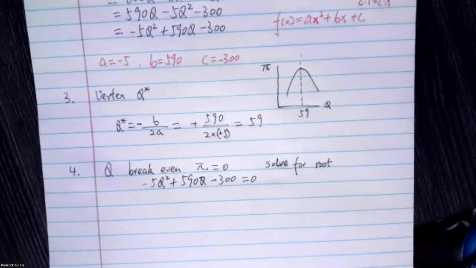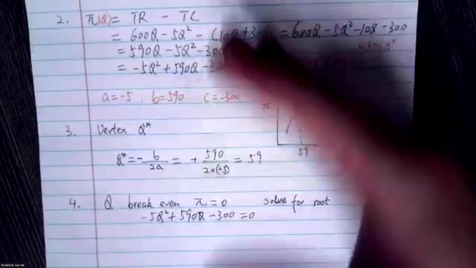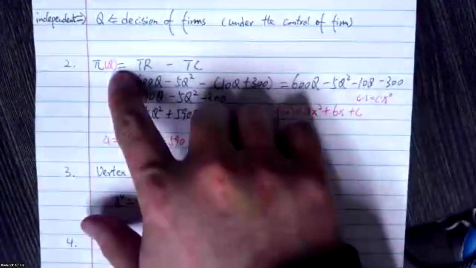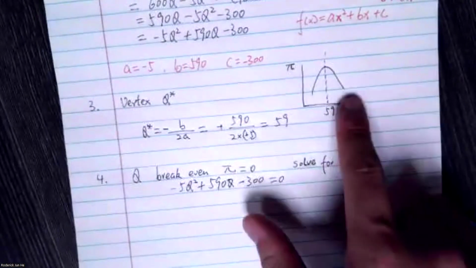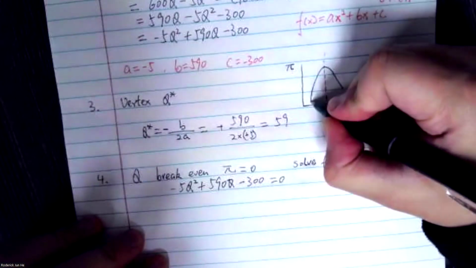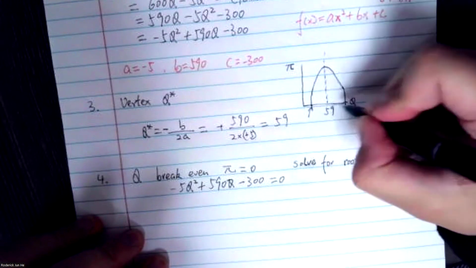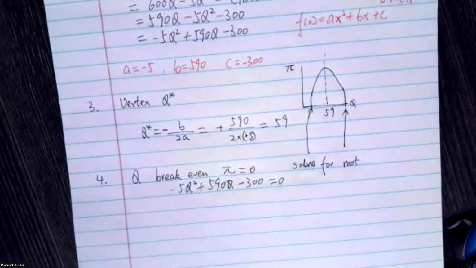So here is the idea, the logic of setting up the problem: clarify the profit function, find the vertex, and find the roots, which are here and here. Those roots are for the break-even solutions.